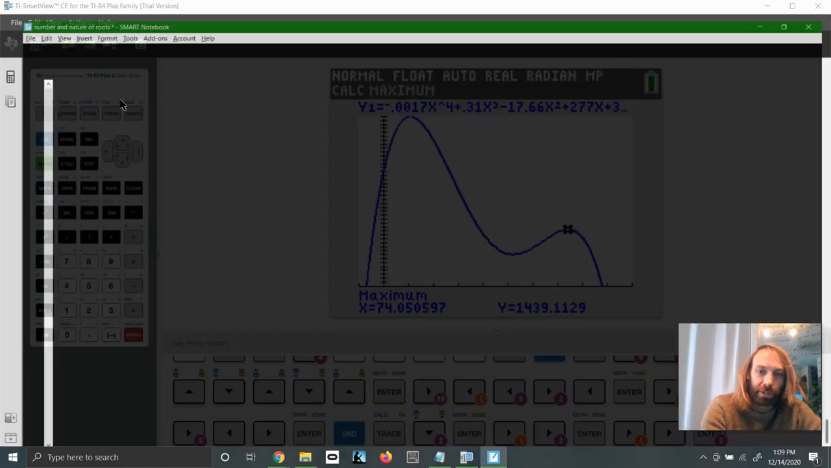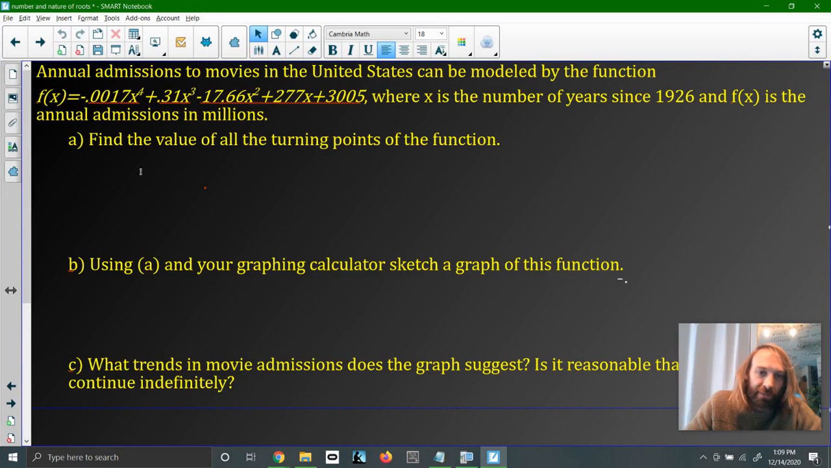And so this is useful. Like in this question right here, when I said find the value of all the turning points, you could now do that, right? You could find the coordinate points that represent all the turning points. And then using that, you could sketch it a little bit better, because you could plot points for the maximums and minimums, and then connect them with a curve.